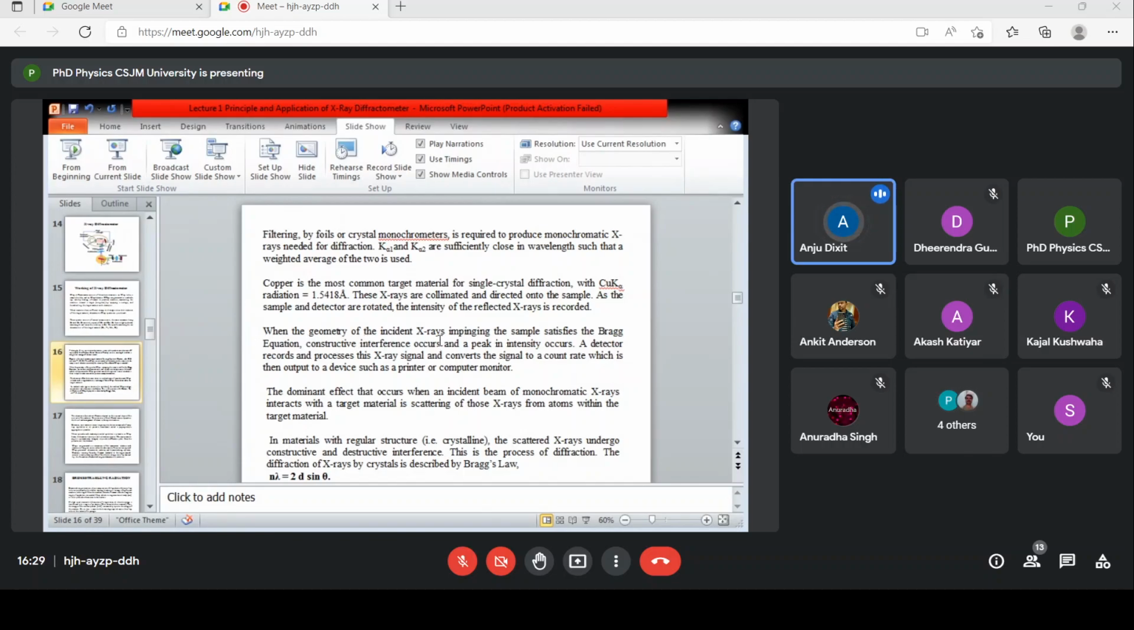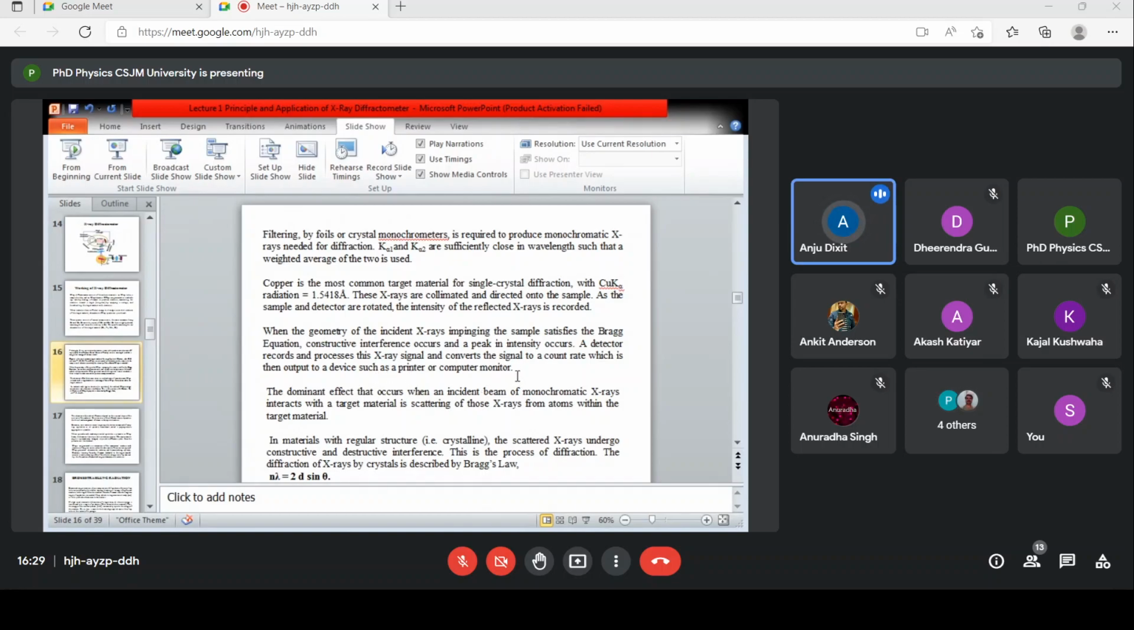So when the geometry of the incident X-rays impinging the sample satisfy the Bragg's equation, constructive interference occurs and a peak in intensity occurs. So a detector records and processes this X-ray signal and converts the signal to a count rate, which is then output to a device such as a printer or computer monitor.